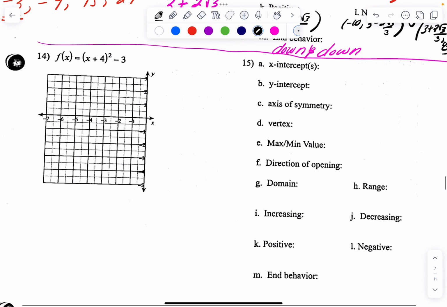Let's see if this one goes a little better. So the shift is left 4, down 3. So start at 0, 0, left 1, 2, 3, 4, down 1, 2, 3.